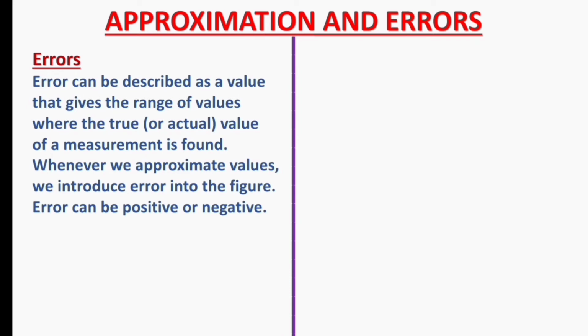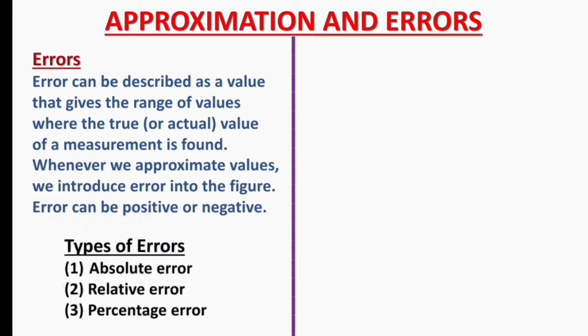Moving on, let's learn about errors. From definition, error can be described as a value that gives the range of values where the true or actual value of a measurement is found. Whenever we approximate values, we introduce error into the value. Error can be positive or negative. We have three types of errors. Number one is the absolute error. Number two, relative error. While number three, percentage error. Let's learn more about these three types of errors.